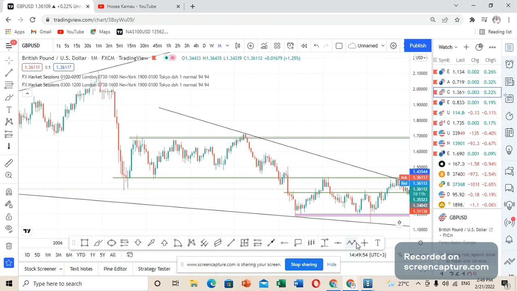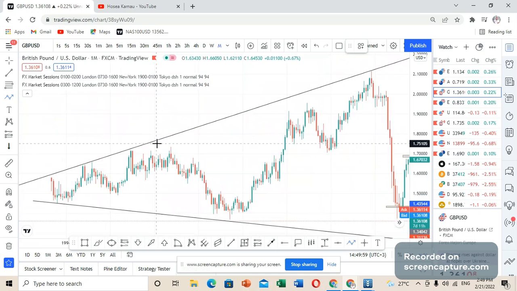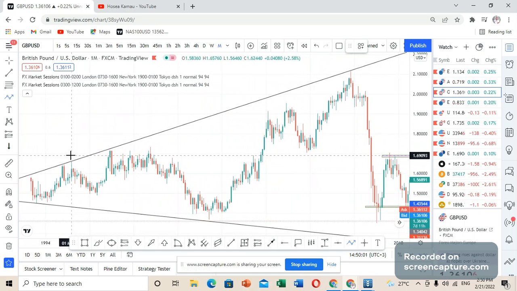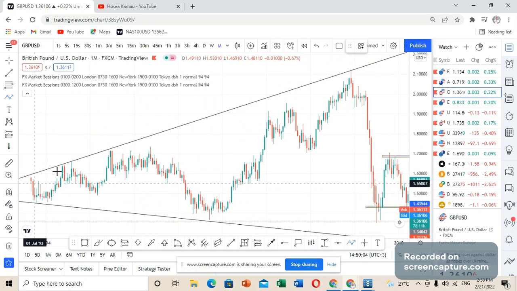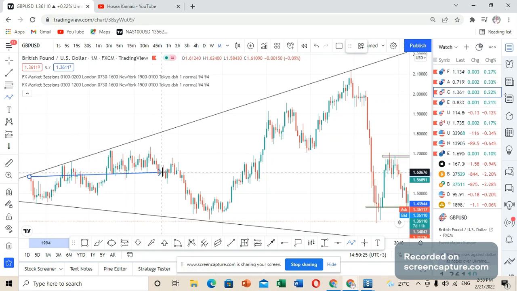Looking at the analysis from the monthly time frame, let me start from a significant point. You can see that we have experienced several touches to the upside, and it is as if the market is respecting this particular trend line that is here. You can see the three touches above it: our first touch in this area, our second touch in this area, our third touch in this area, and then the market started moving toward the downside.